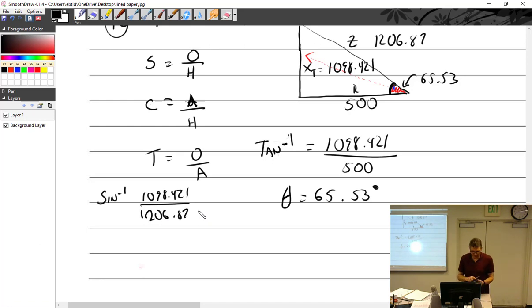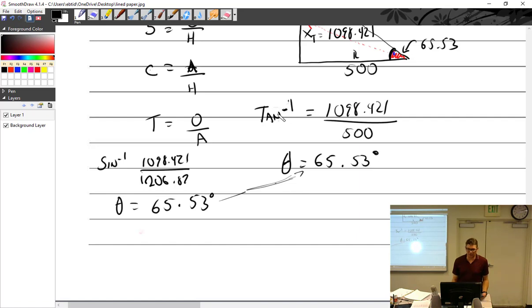Let's just try it. So second, sine minus 1 is 1098.421 divided by 1206.87, close parentheses, equals, so the angle theta equals, what do you get? 65.53. Oh, that number sounds so familiar. It's right there. So we got the same answer. Or we could have done, instead of tangent or sine, we could have picked cosine. So cos minus 1 is the adjacent.